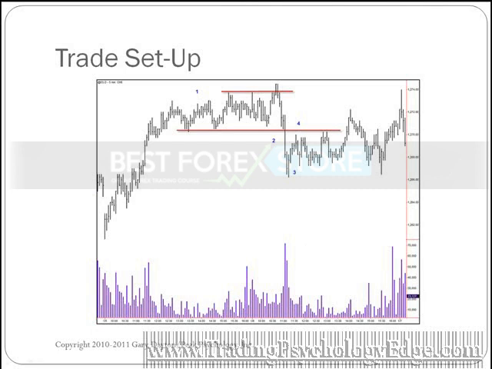Okay. Why not take the trade in the middle of the trading range? Good question. And I think you're referring to this in here.